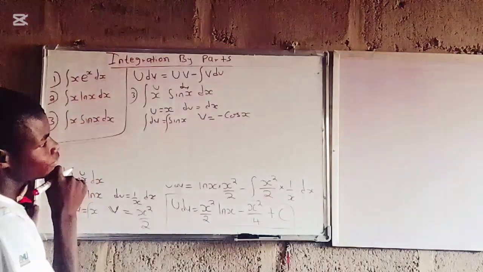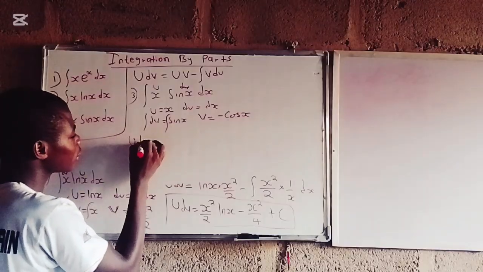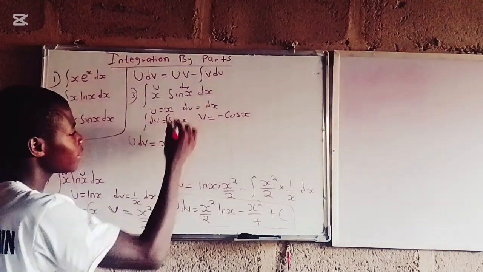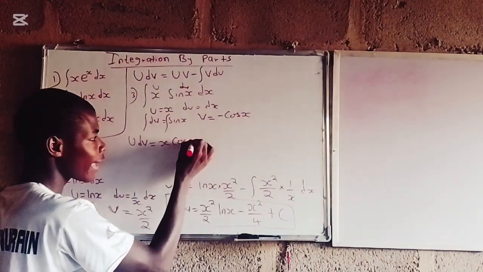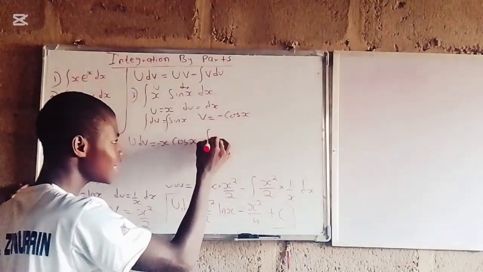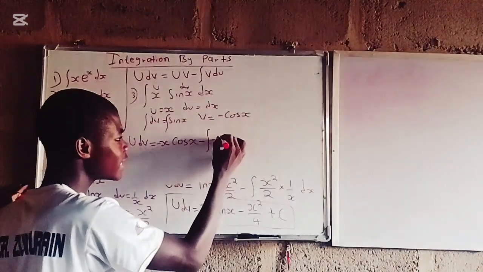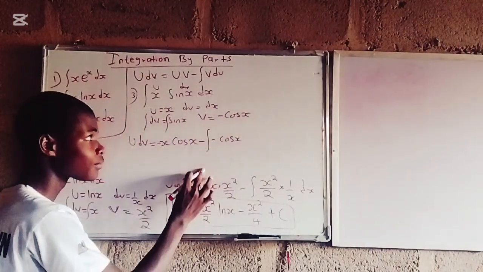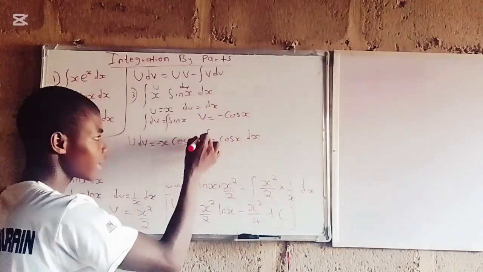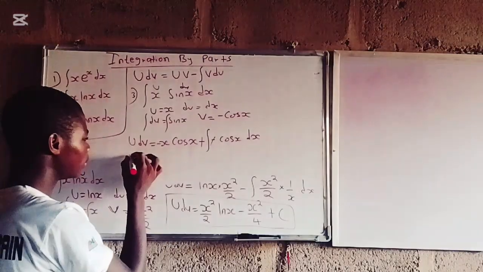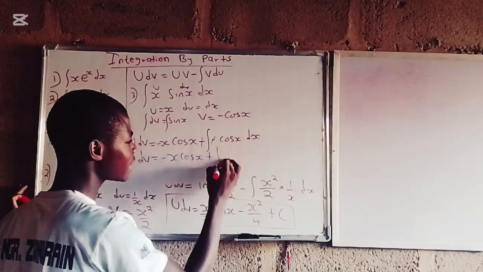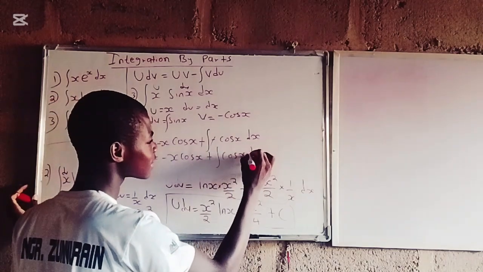So what next? I have to just substitute. So u dv equals the value of u, which is x, times the value of v, which is negative cos x. So I have to put the negative sign here. Then from the formula, negative integral of v, v again is negative cos x, then I have du, which is the same thing as dx. So this will now change to positive. So I'll have u dv equals negative x cos x plus integral of cos x dx.